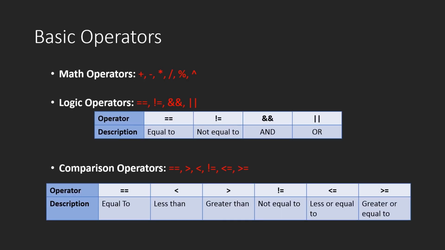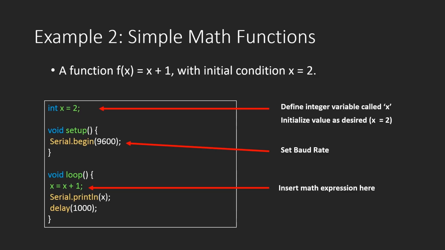Here are some of the basic operators used by Arduino. Math operators allow us to execute simple arithmetic functions such as addition, subtraction, division, or calculate exponentials and percentages. Logic operators and comparison operators are typically used in conditional statements, which we'll talk about in a moment. Some of these symbols are not very intuitive, especially if this is your first time programming, so we'll do a few more examples. So let's have a look at an example that uses basic math operators.